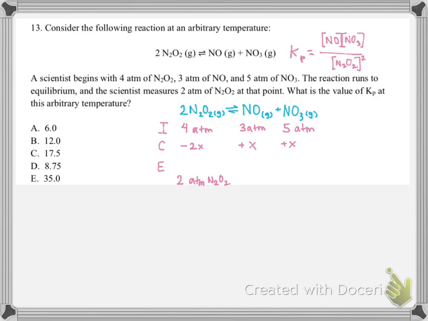And we can combine those into our equilibrium row. So we'll have 4 minus 2x, 3 plus x, and 5 plus x. We know that for the N2O2, we ended up with 2 atmospheres partial pressure at equilibrium. So we can go ahead and say our equilibrium term for that is equal to 2. So our x, if we solve that, is just going to be 1.